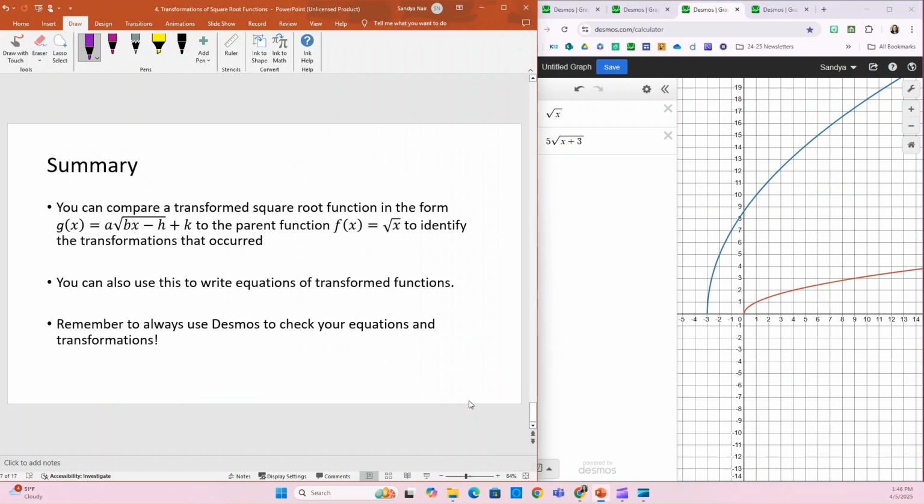So remember, you can compare a transformed square root function in the form g of x equals a square root of b times x minus h plus k to the parent function f of x equals square root of x to identify the transformations that have occurred. You can also use this to write equations of transformed functions, and remember to always use Desmos to check your equations and transformations.